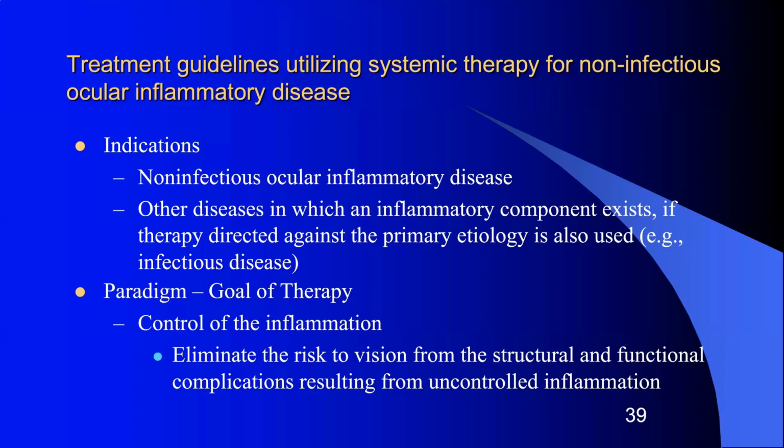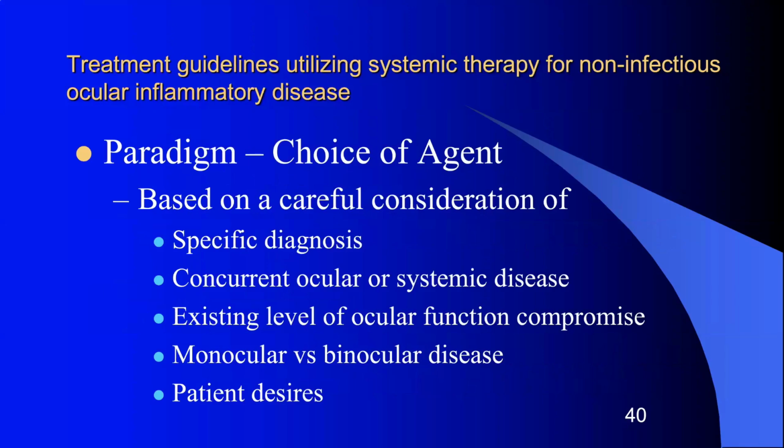So treatment guidelines are that once you know it's non-infectious, the paradigm is to control the inflammation that is non-infectious and eliminate the risk to the vision and try to avoid structural complications of the disease. The choice of the agent that you use initially is based on the specific diagnosis, the current ocular systemic disease, and existing level of ocular function compromise, and whether they have bilateral disease or unilateral disease, and also what the desires of the patient may be, okay?